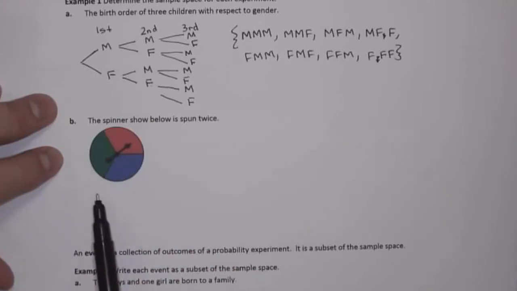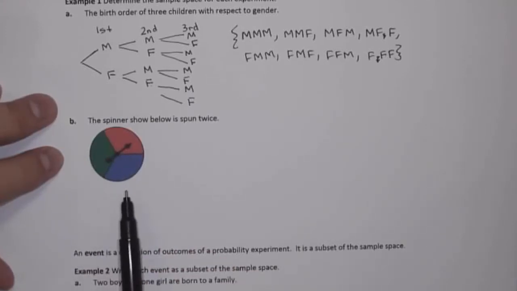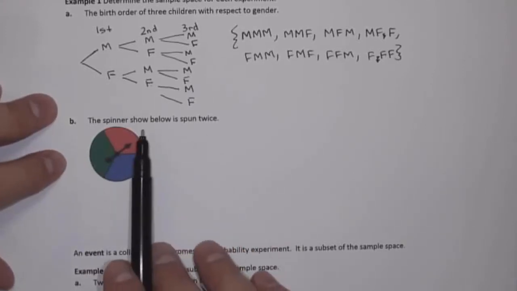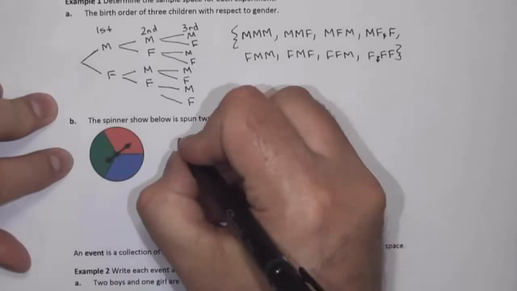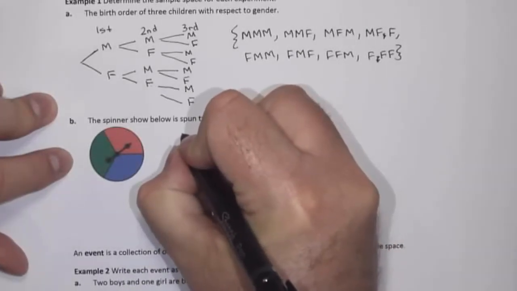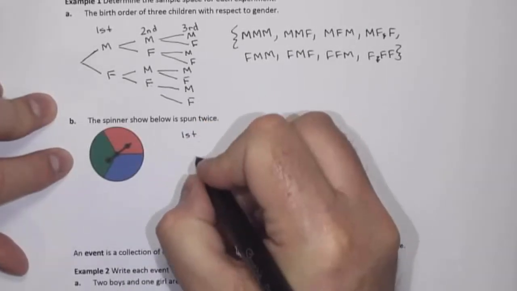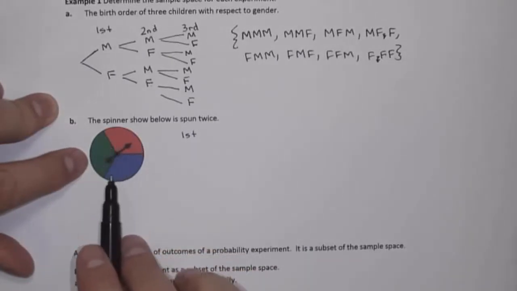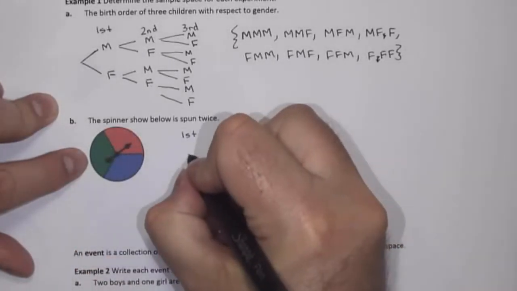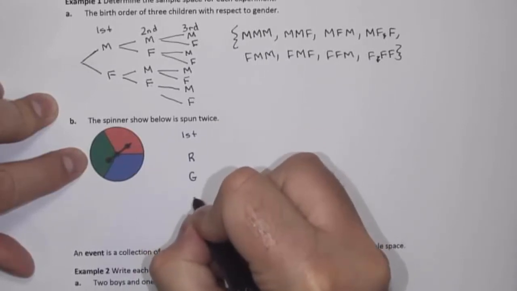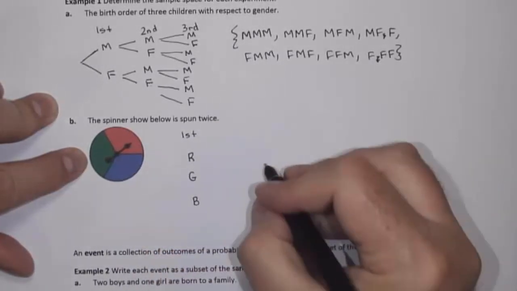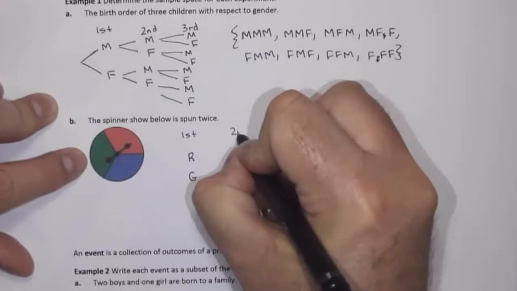Here we have a spinner, and so if we spin this spinner twice, the question is, what are the possible outcomes? What's the sample space? Well, again, we can use a tree diagram for this. So if I think about the first spin, for the first spin we have 3 possibilities. We could land on red, we could land on green, or we could land on blue.